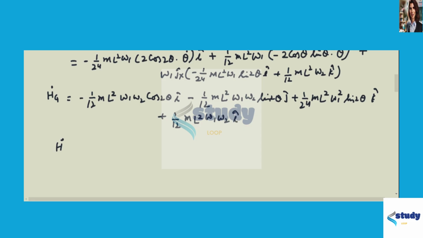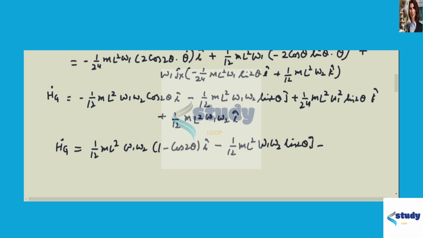So the rate of change of angular momentum of the rod about G, you can write 1 by 12 ml square omega 1 omega 2 into 1 minus cos of 2 theta i cap plus 1 by 12 ml square omega 1 omega 2 sin of 2 theta j cap plus 1 by 24 ml square omega 1 square sin of 2 theta k cap.